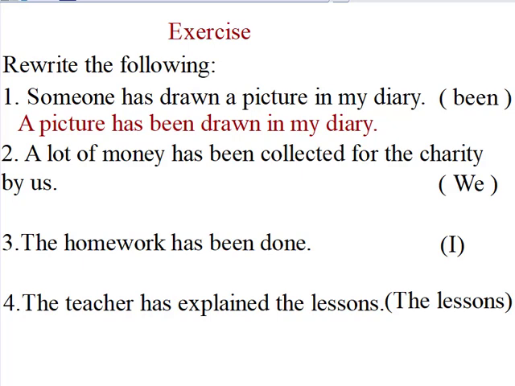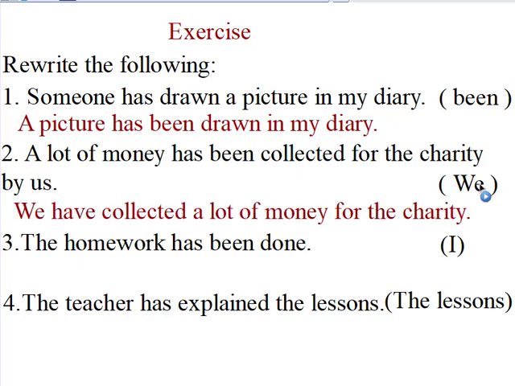Number 2, a lot of money has been collected for the charity by us. So here the sentence is in the passive voice. I want you to change it into the active form. So we have to start with "we", because it's the subject form of the pronoun "us". So we have collected a lot of money for the charity.